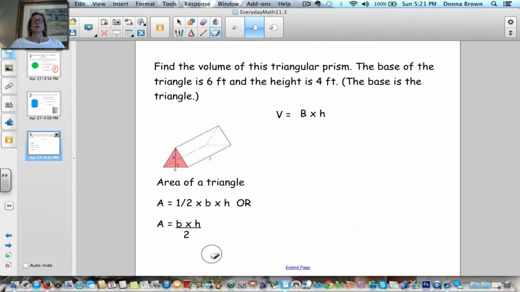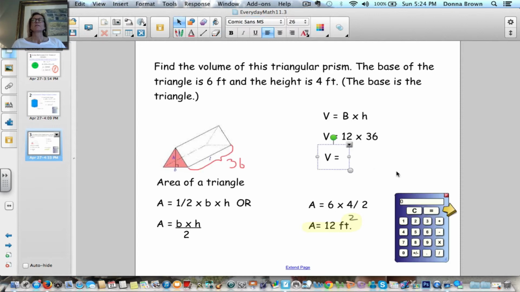So let's go ahead and plug in the numbers then. All right, so we're plugging that in, and it would be area equals base, which is 6, times height, which is 4, divided by 2. And therefore our answer for the area of that triangle is 12 square feet, because 24 divided by 2 is 12. So now that we know the area of the base, we can just plug it into the formula for volume.